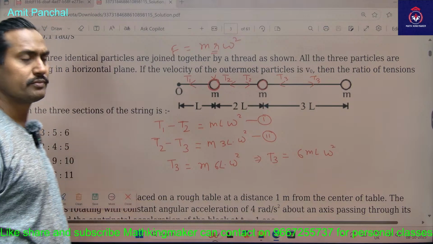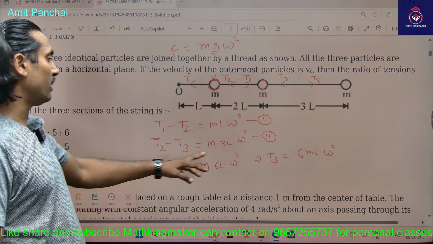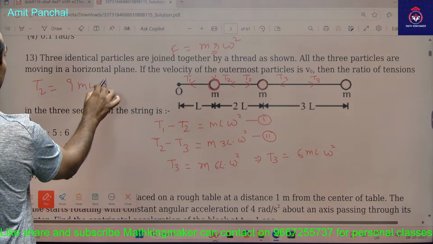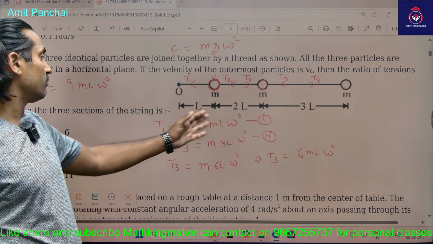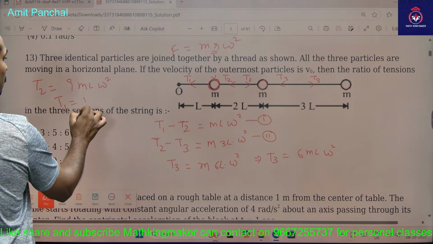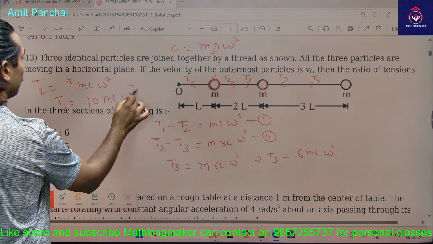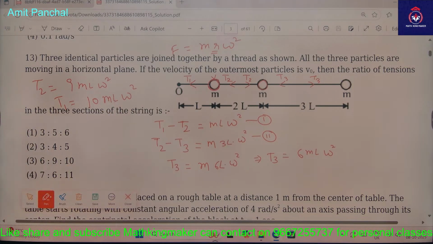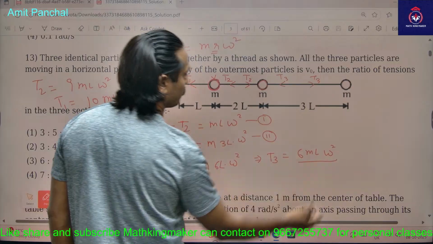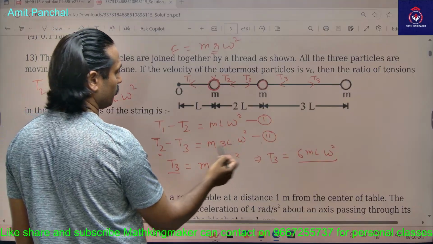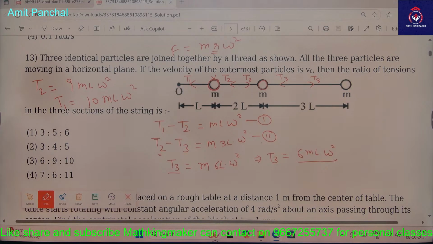T3 we found. If we put the value of T3 in equation number 2, T2 will be 3L m omega square plus 6 m L omega square, that will be 9 m L omega square. If we put the value of T2 in equation number 1, you will get T1. So T1 will be 10 m L omega square.